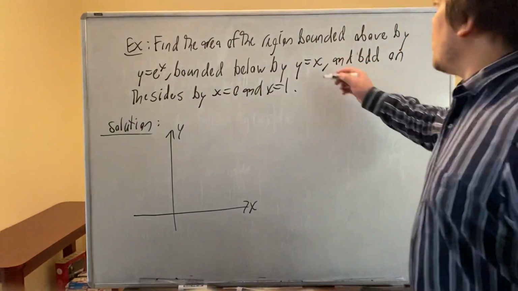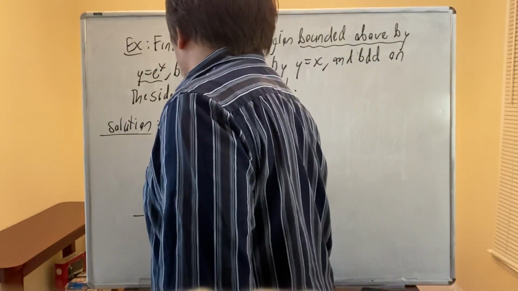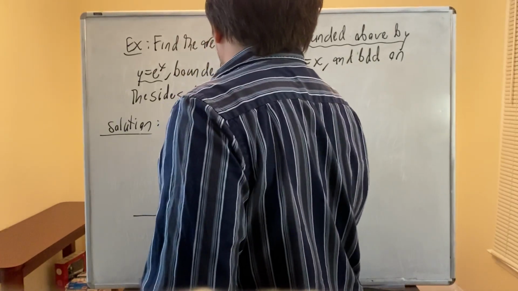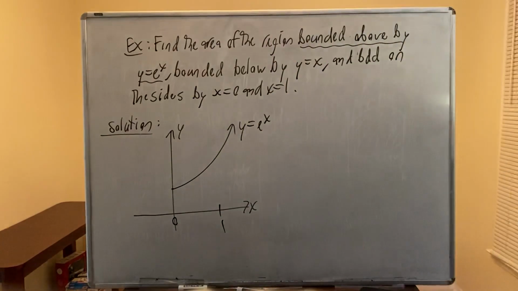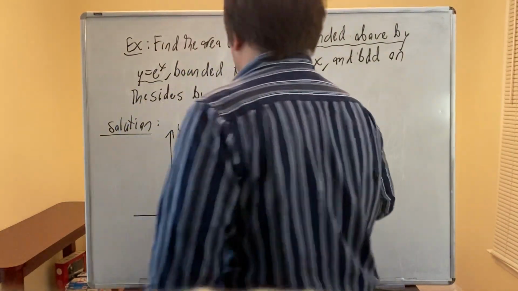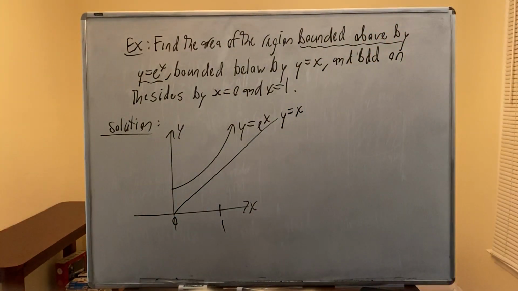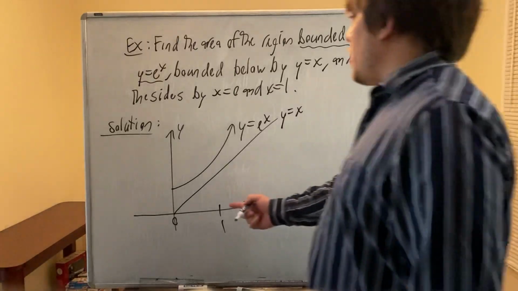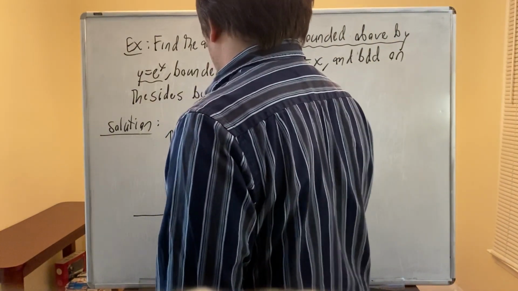So the region is bounded above by y equals e to the x. So let's draw y equals e to the x here, and we're going from x equals 0 to x equals 1. So that's y equals e to the x starting at 0 and going to the right. Then you have y equals x, and y equals x looks like that. That's y equals x. Okay? And that's bounded below. And it's bounded on the sides by x equals 0 and x equals 1.